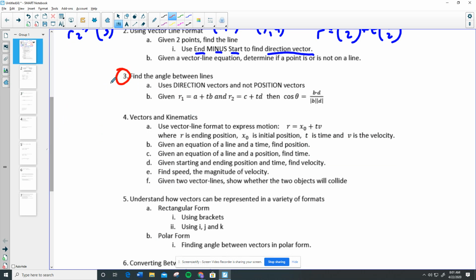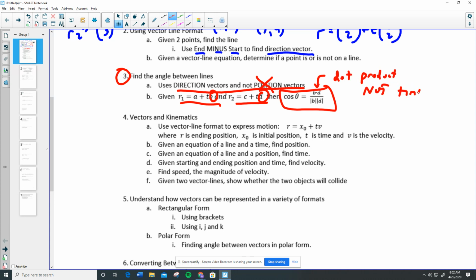If I'm trying to find the angle between 2 lines and I've got the equations of 2 lines, the key point here is we use the direction vectors. We do not care one whit about the position vectors. The direction vectors are sitting right here and right here next to the t's. So I take those and plug them into my angle between two vectors formula. Remember, this top one is dot product, not multiplication.